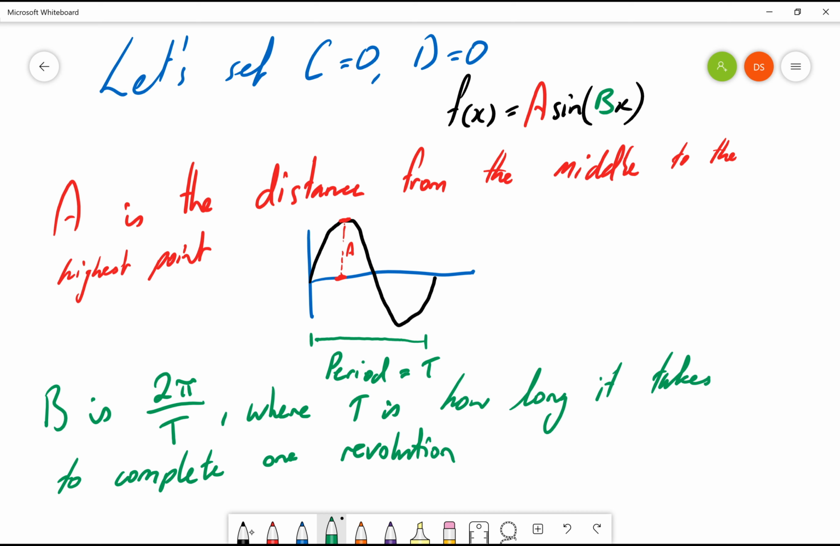And by revolution, I mean, so back into our graph. So we said sine starts here, goes up, goes down, and then goes back to here. And right here is when we start again, right? And so this distance here is what we call the T, and then B is just 2 pi on that.